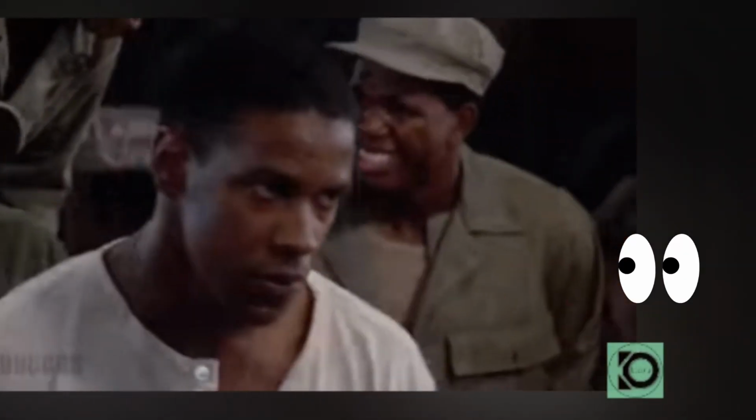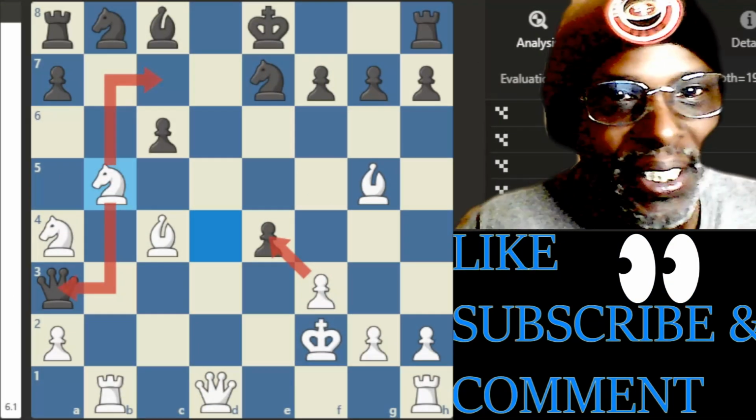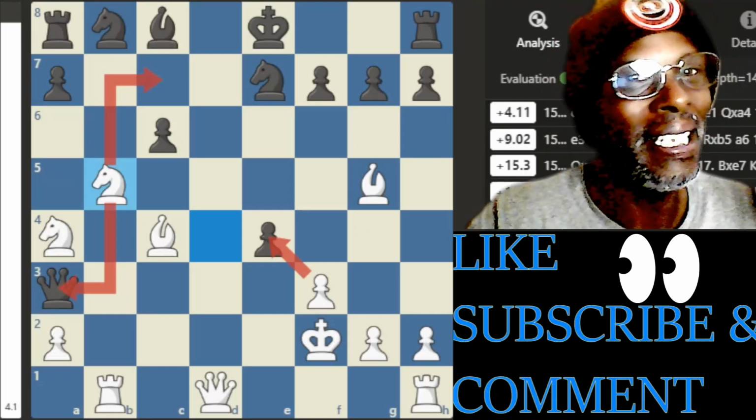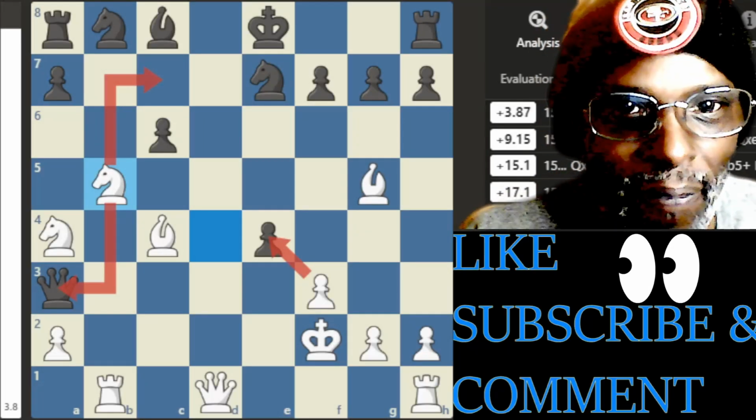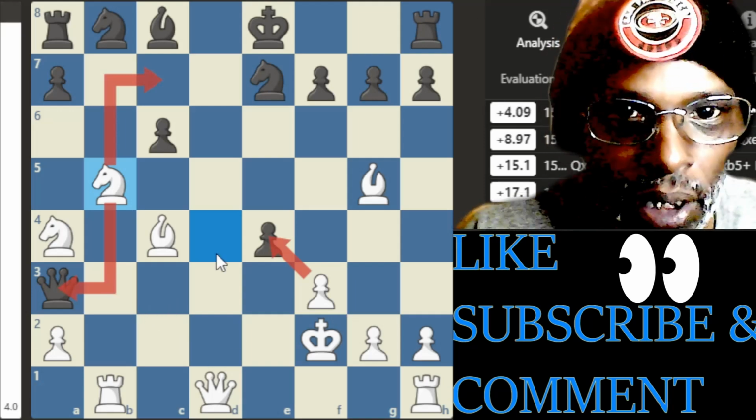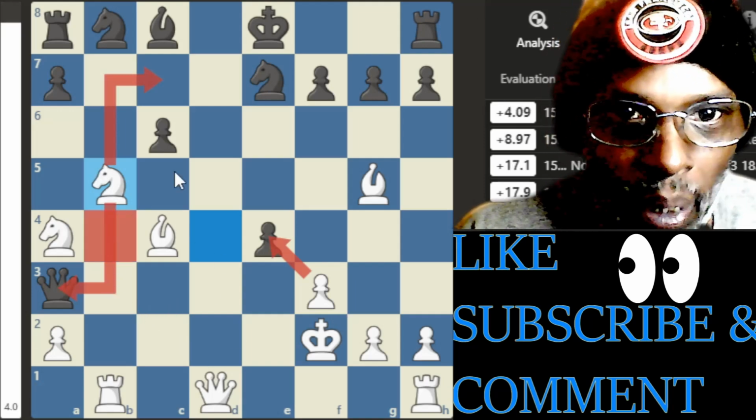Boom. Knight captures on b4. That is a straight up sacrifice. Knight sacrifice. Knight captures on b4, threatening his queen. Now as you look, all of these squares are mine.